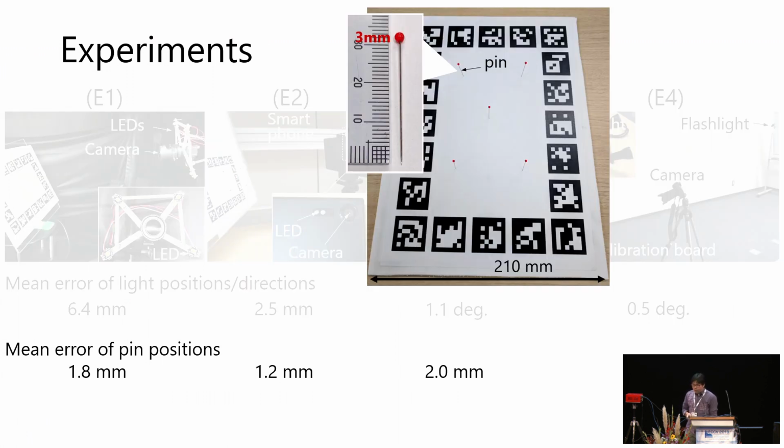This is the target board we used in our experiment. Even the largest error that we observed, 2 millimeters, is smaller than the pinhead size of 3 millimeters. So that result also highlights the high accuracy of our method.